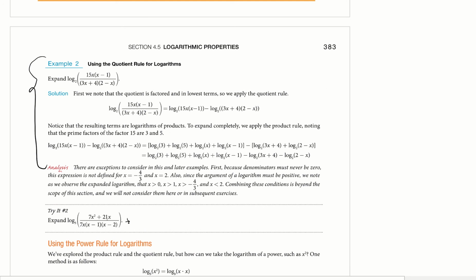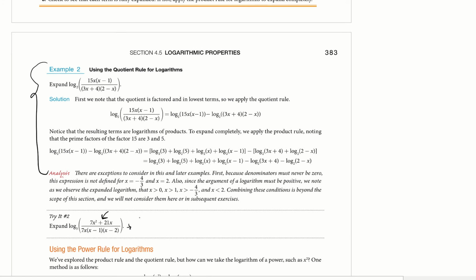So the first thing I'm going to do is see if I can factor the inside right here. So that's going to give me 7x times x plus 3, over 7x times x minus 1 times x minus 2. And you may be asking, hey, is it okay if I cancel those factors? Well, we're going to find out right now. So this is my top, and this is my bottom.